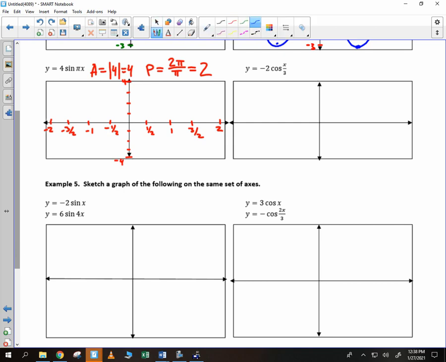Sine starts in the middle or at 0, and then it's positive, so it's going to head up. It's going to go all the way up to 4, cross back over, head on down to the bottom, and back up. That is one rotation of the sine graph. We're going to show another rotation back here.